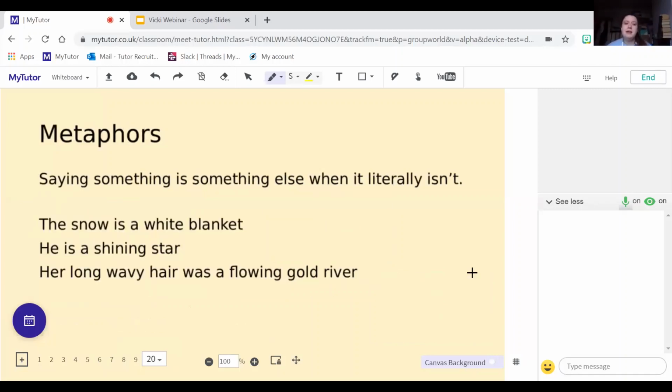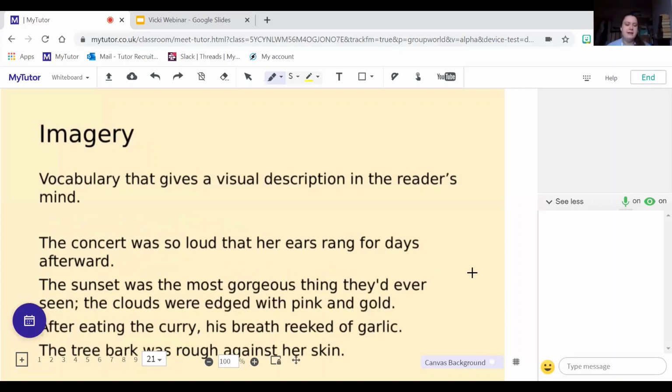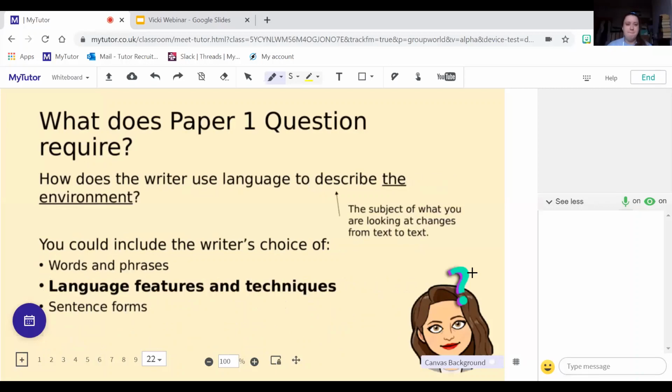Metaphors, saying something is something else when it literally isn't. So it's similar to similes, but we can take the like or as out. So we could say the snow is like a white blanket. That would be a simile. And then we take the like out and say the snow is a white blanket. Metaphor. And then imagery, which is the last one, which is vocabulary, excuse me, that gives a visual description in the reader's mind.